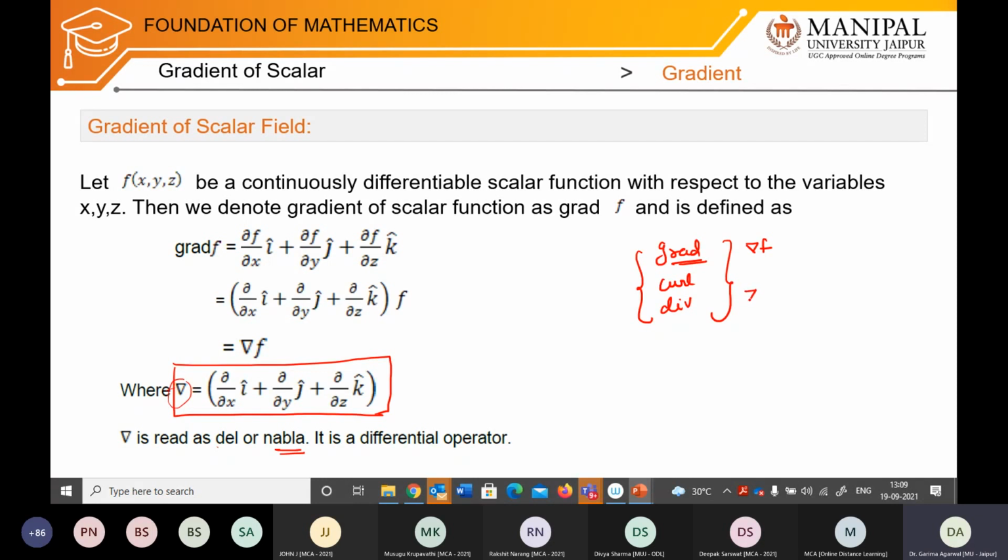Then divergence, this is the dot product with this operator, and curl means cross product with this operator. So D stands for dot and D stands for divergence. C stands for curl, C stands for cross, and rest is gradient. This is the way how you can learn what is gradient, divergence and curl, right?